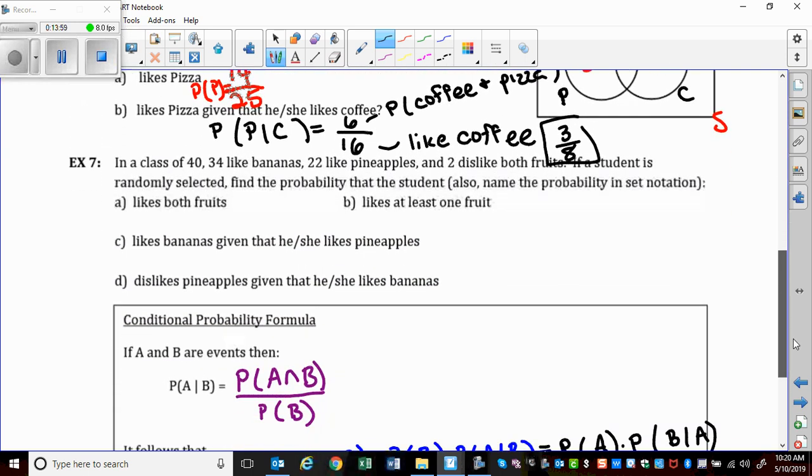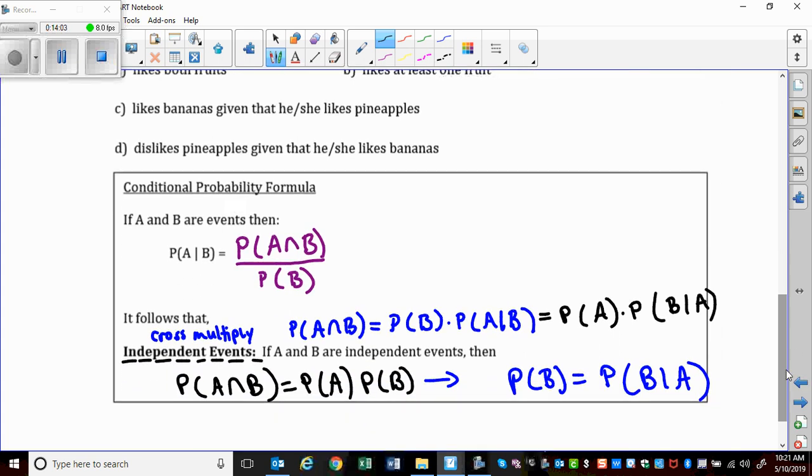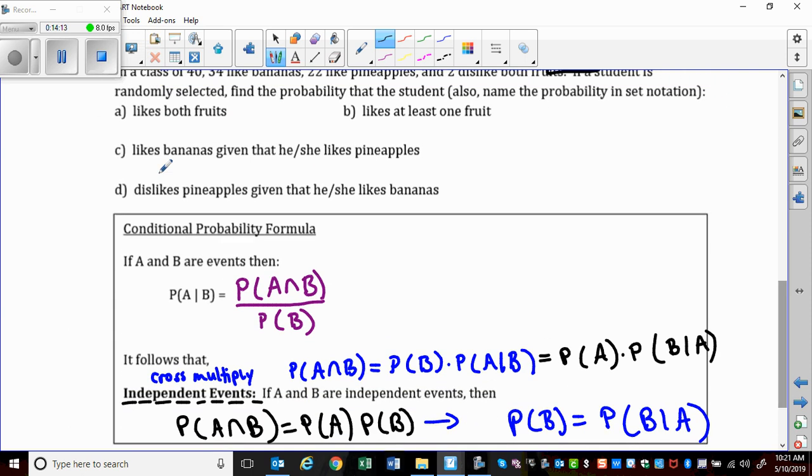Let's look at conditional probability. We have a formula for this. We have a formula that we used right now on this one, part B. So the formula is, if we have conditional probability formula right here, the probability of A given B is the probability of the intersection divided by the second one, which is B, which is what we did in part B above.